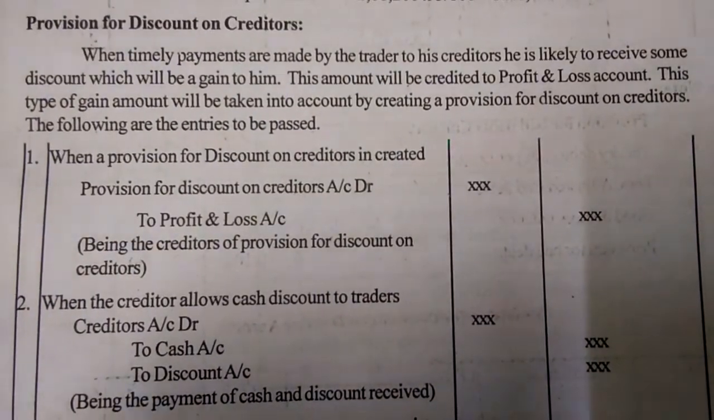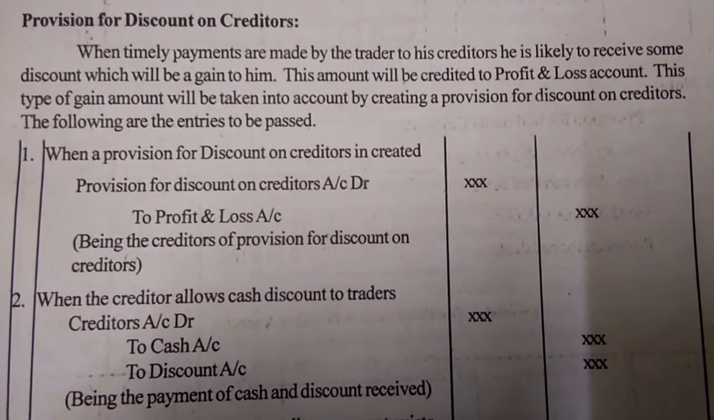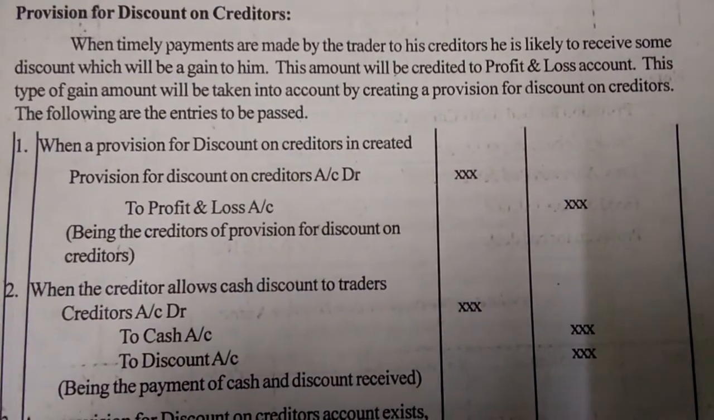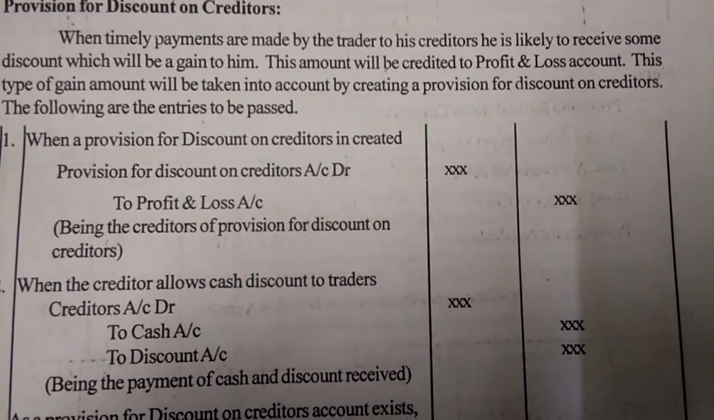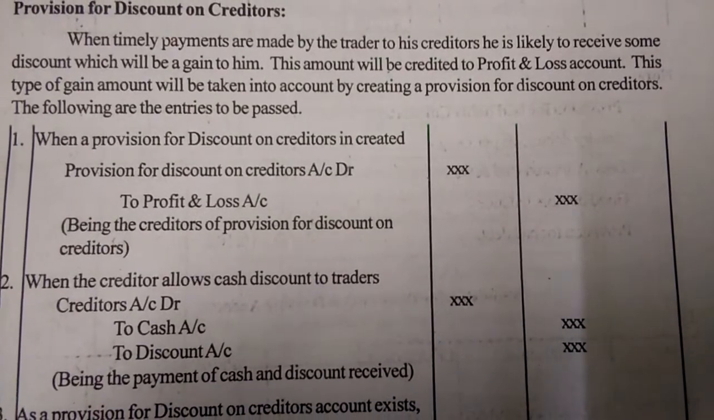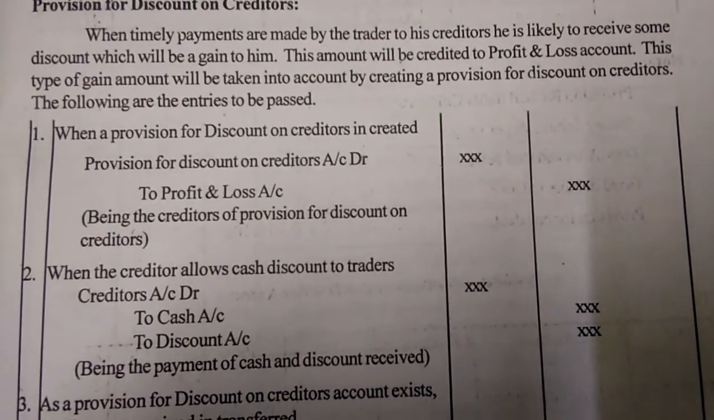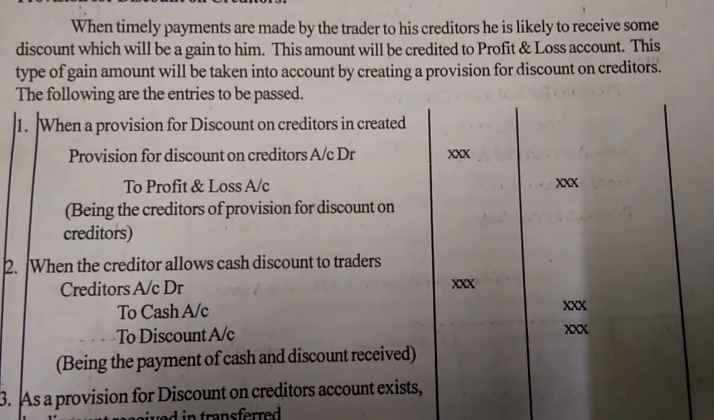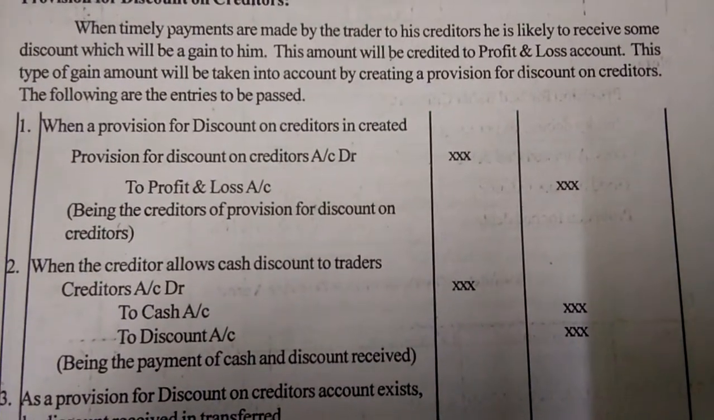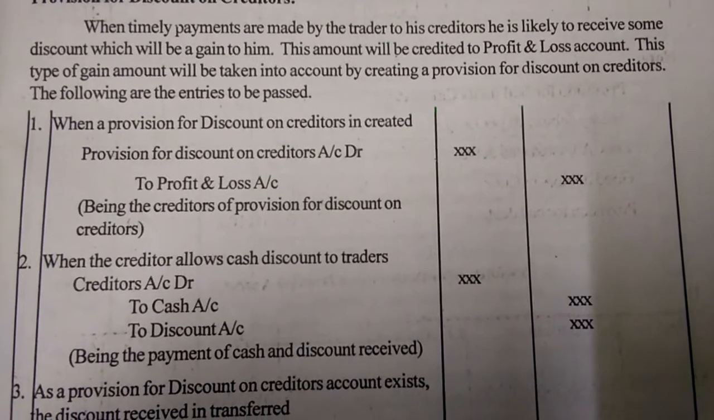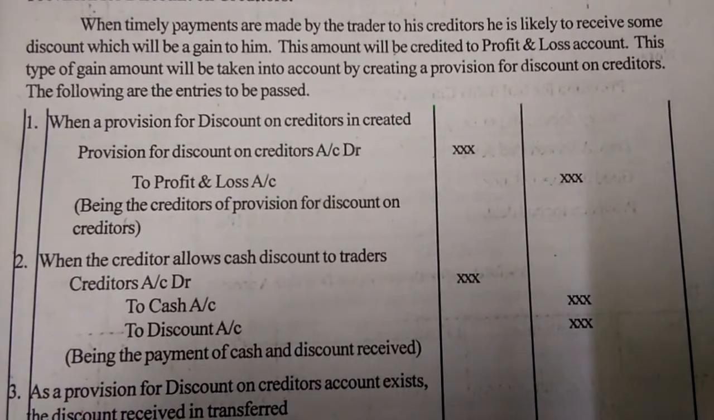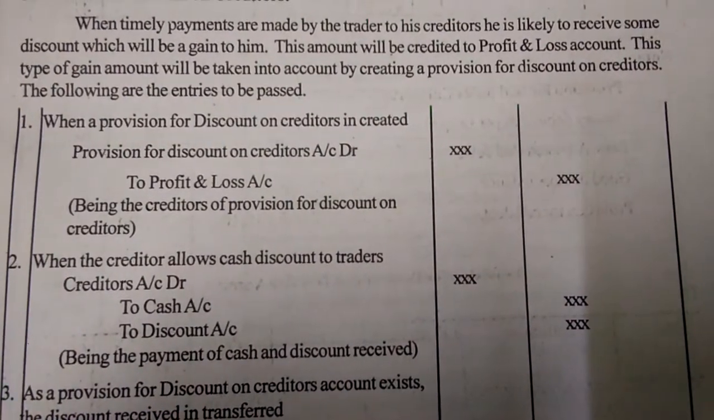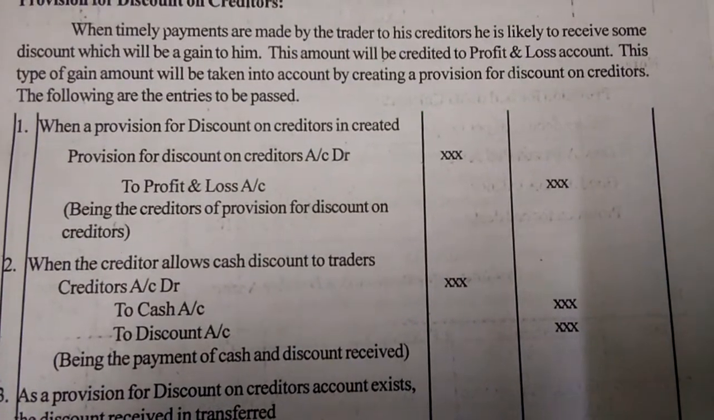And next one is provision for discount on creditors. When timely payments are made by the trader to his creditors, he is likely to receive some discount which will be a gain to him. This amount will be credited to profit and loss account. This type of gain will be taken into account by creating a provision for discount on creditors.